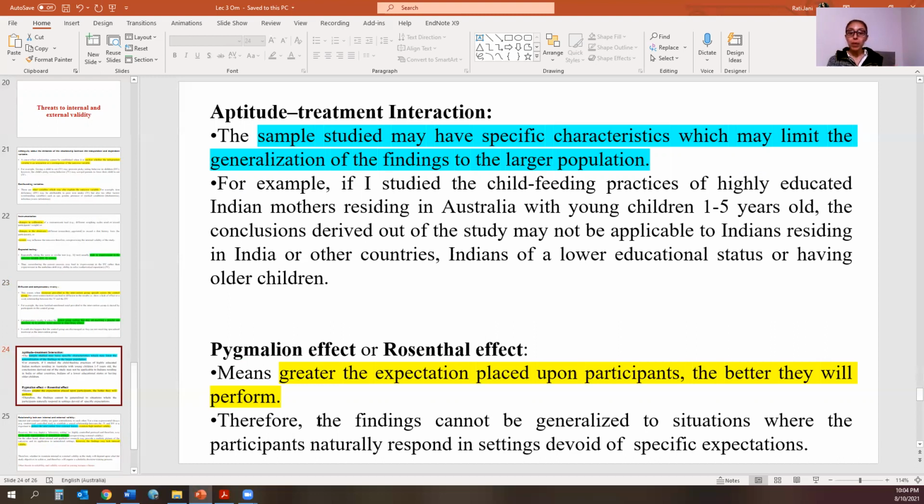All right, then you have your Pygmalion effect or Rosenthal effect. So what is this? It means that the greater the expectation upon the participants, the better they will do. So what does this mean? It means that this is seen a lot in experimental studies, guys. For example, when you call children or adults into a lab setting, because they are in this unique, sciencey food lab environment, they act really different, and they are not showing behaviors which are part of their regular daily lifestyle.